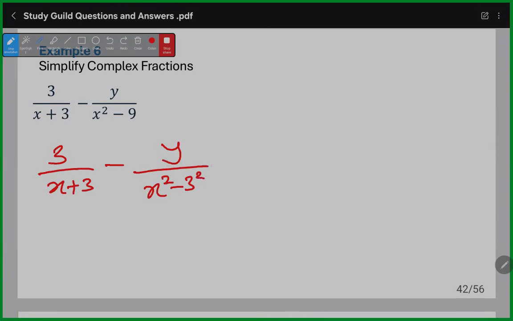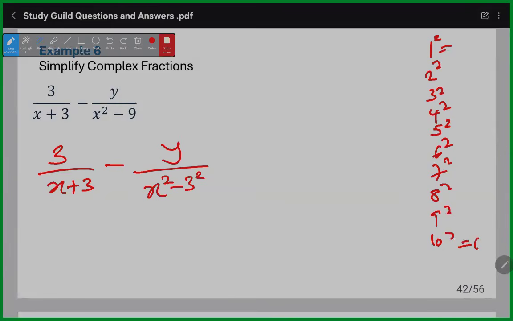Why? Because 9 is a perfect square. And some of you will ask, sir, how do I know when to put square and when not to put square? Just know your perfect squares. Let me give you some examples. You have 1, 2, 3, 4, 5, 6, 7, 8, 9, 10. There are more, but definitely it's not going to be more than 10. So just put square on each.